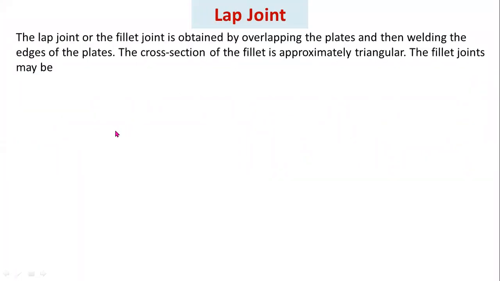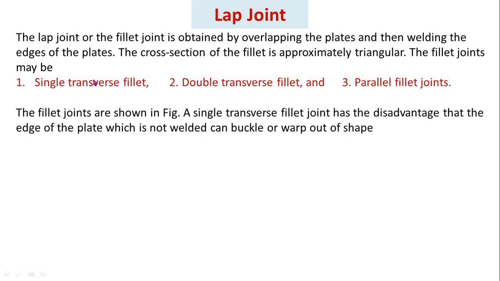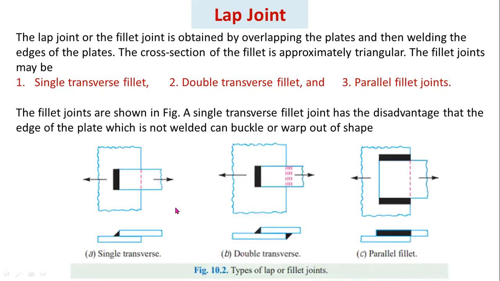First of all, you have to know the fundamentals about lap joints and butt joints. The lap joint or the fillet joint is obtained by overlapping the plates and then welding the edges of the plates. So these are the examples for lap joints. The cross section of the fillet is approximately triangular. The fillet joints may be single transverse fillet welding, double transverse fillet welding, and parallel fillet welding. These 3 are the examples for lap joints.